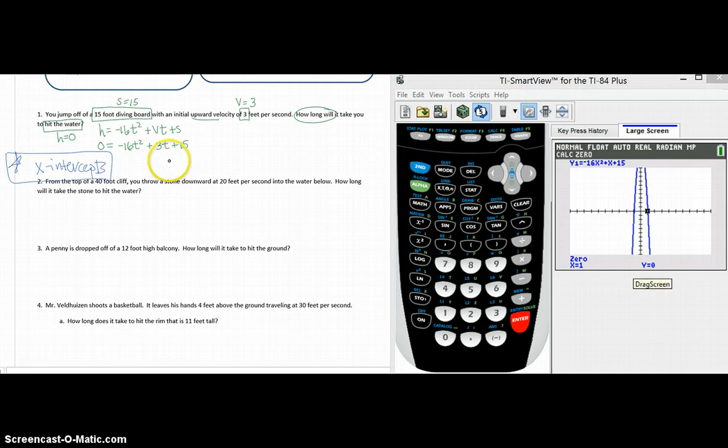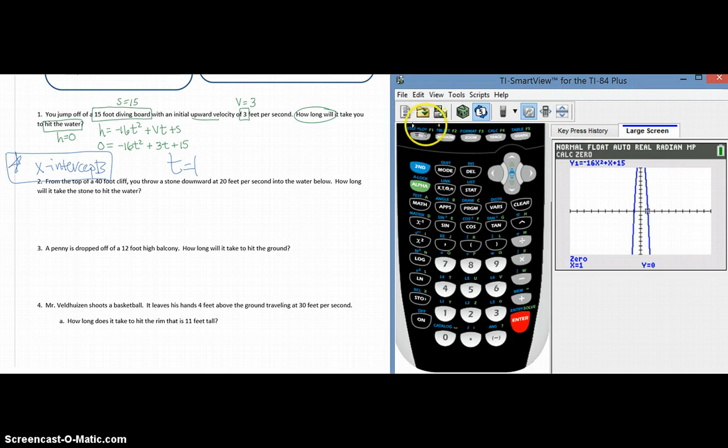So that means that t equals 1. Now again, I don't really care about this negative x-intercept at this time because I don't need negative time. So how long will it take you to hit the water? 1 second.